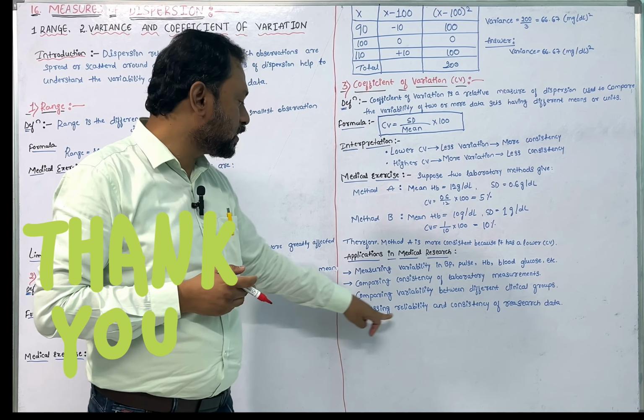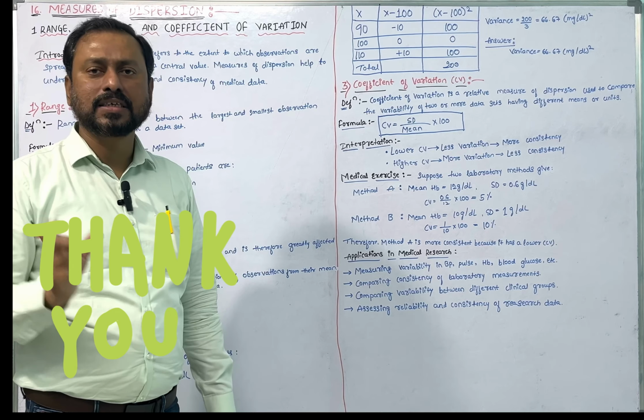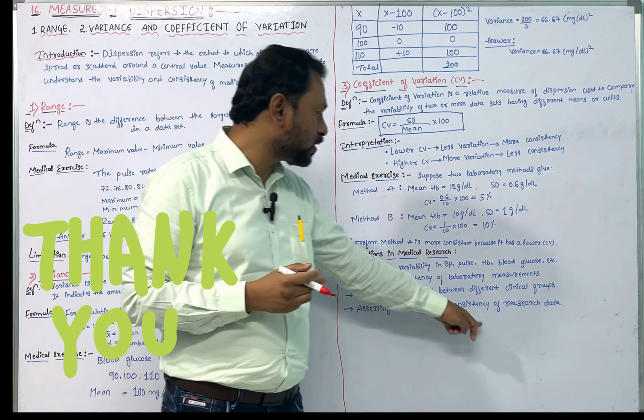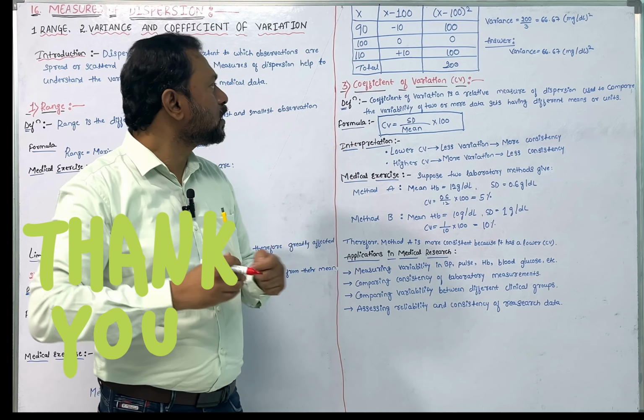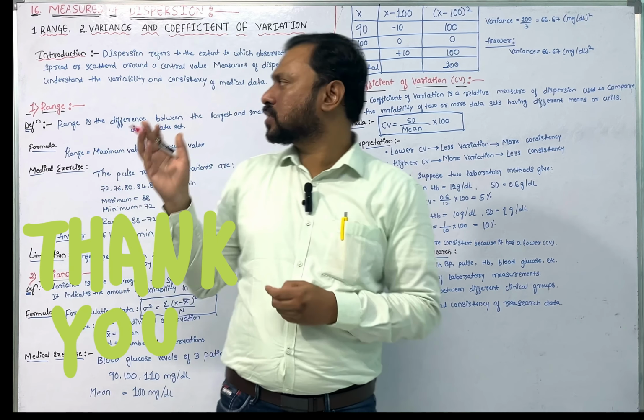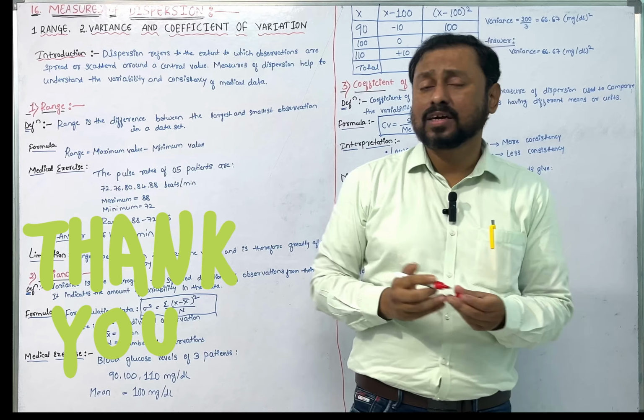And also assessing the reliability and consistency of research data: how reliable and trustable the data is, as well as how consistent it is. For measuring that also we use the coefficient of variation, range, and variance. All three methods come under dispersion.